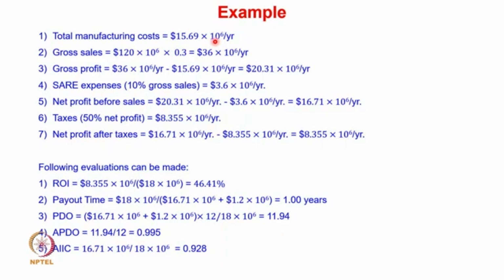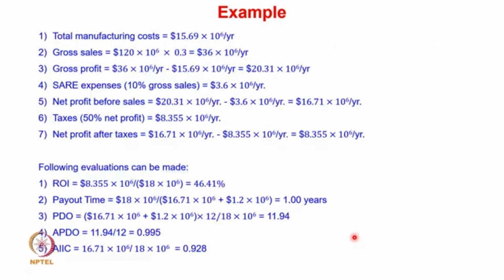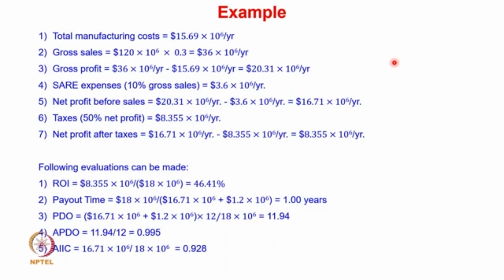So this is nothing but what? This we have obtained by summing this 12.84 into 10 raised to power 6 plus 2.85 into 10 raised to power 6. So that comes around 15.69. So once we have obtained the manufacturing cost, now we can again obtain how much is the gross sales. So you can see that the rate is given. You can see that the product price is 0.3. So 0.3 multiplied by this 120 into 10 raised to power 6, that is going to give us the gross sales. So gross sales comes around 36 into 10 raised to power 6 dollars per year.